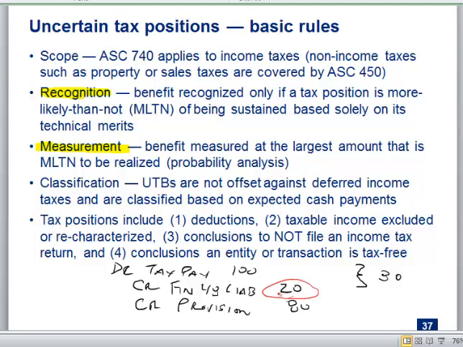Okay, so key themes are you gotta have a position you think you're going to win on, and then even if you do think you're going to win, now's the time you sit back and you use judgment about how much you think you're ultimately going to walk away with at the end of the day. That's kind of the key themes. Okay.